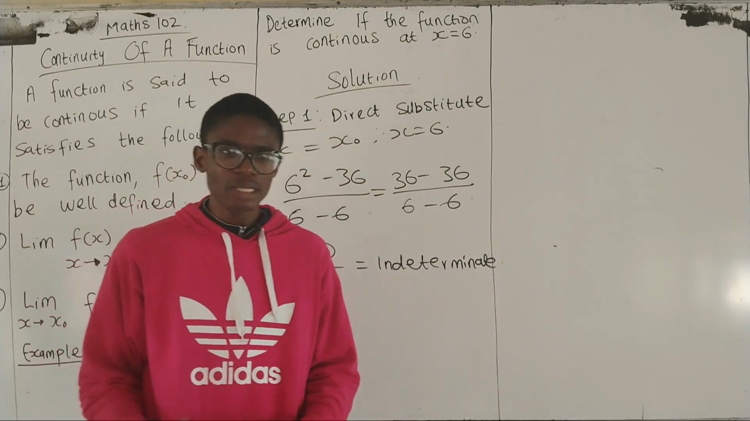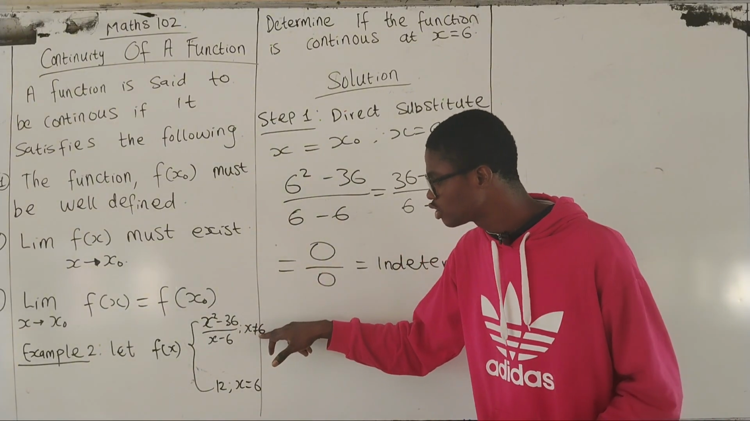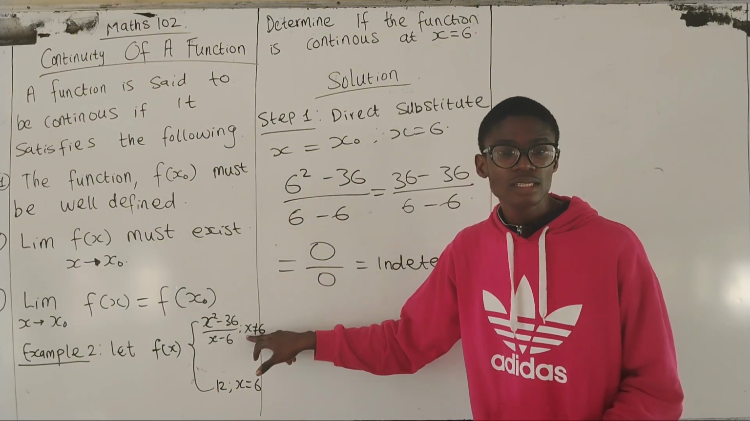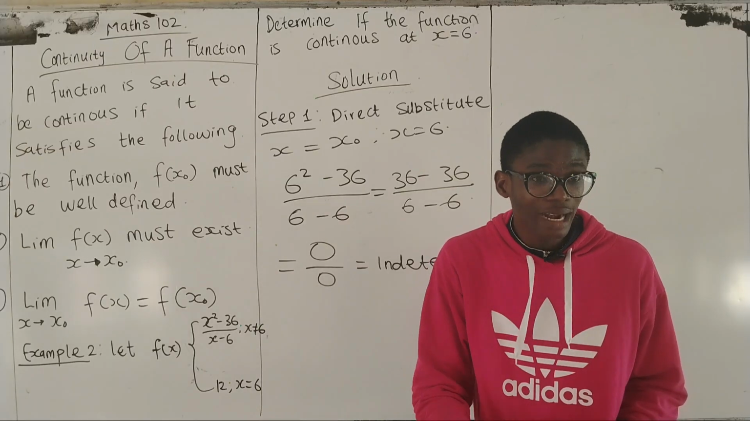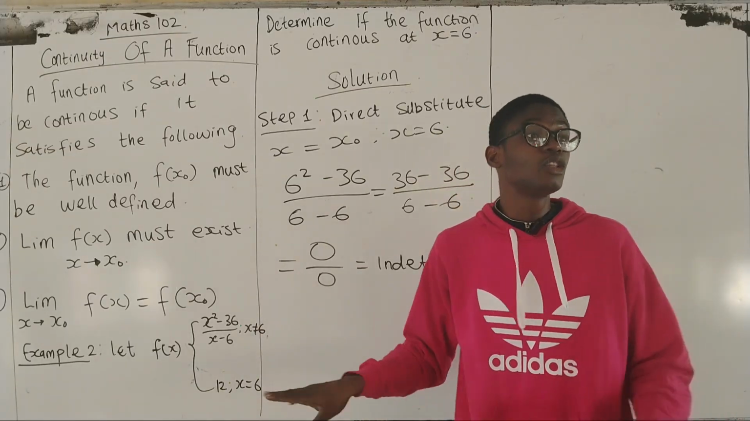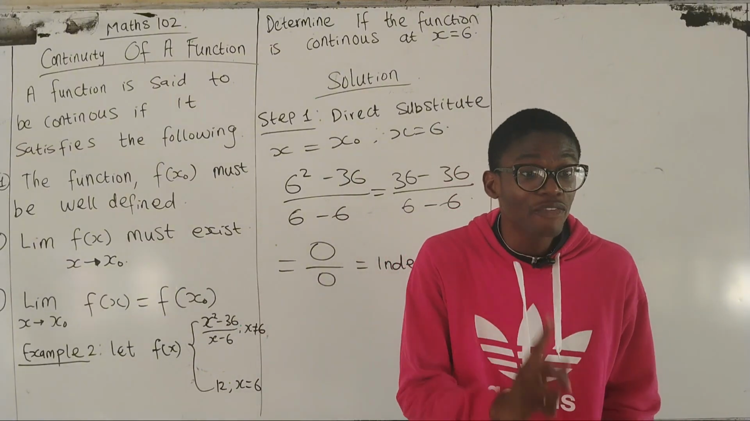What are we supposed to do by limits? What this means is that x is not equal to 6, meaning 6 is not in the domain of the function. If you remember when we were talking about domain, it means that 6 is not in the domain, so the function must be defined at all points apart from 6.